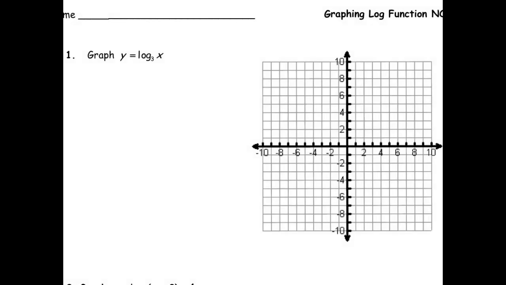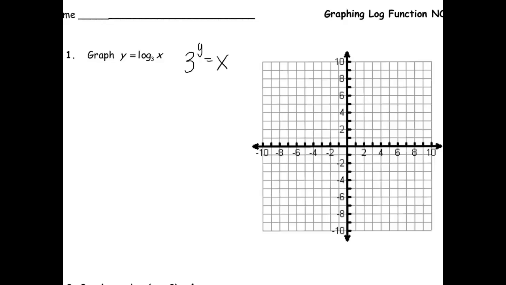Tutorial on graphing log functions. I'm going to start you off with a really simple one. So we have log base 3 of x, but remember, we like to say that as, what exponent do you put on 3 to get x? And the answer happens to be y. So let me write that down. 3 to the y gets us x.